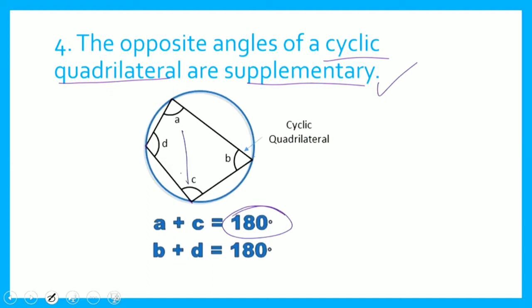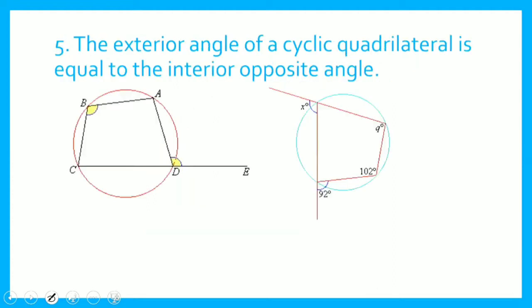So A and C here, they're across from each other. They add to give you 180. D and B are opposite. They add to give you 180 as well. And it makes sense because you and I know that the 4 angles should add up to 360. All right. 5, the exterior angle of a cyclic quadrilateral.